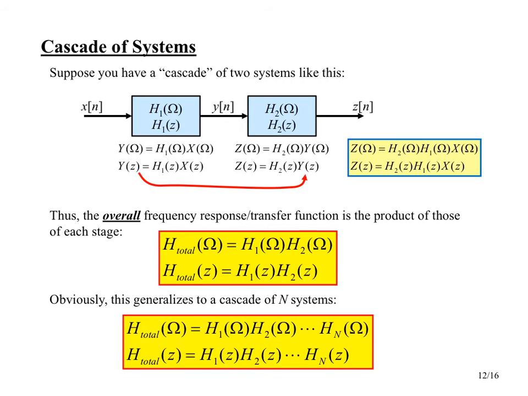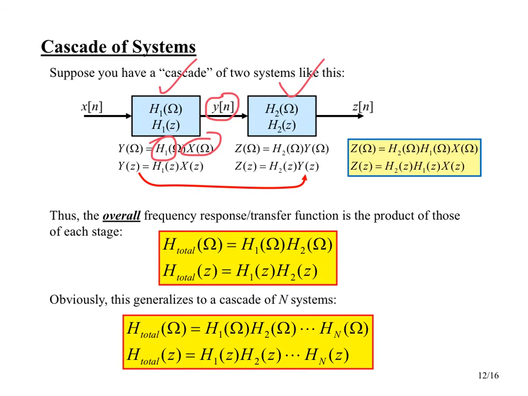But suppose we have one system that has frequency response, transfer function H1, and we run its output into a second system, H2, so it has its frequency response and transfer function. So if we look at here, we can immediately see that the output will be X times H1, regardless of whether we do it as DTFT or ZT.